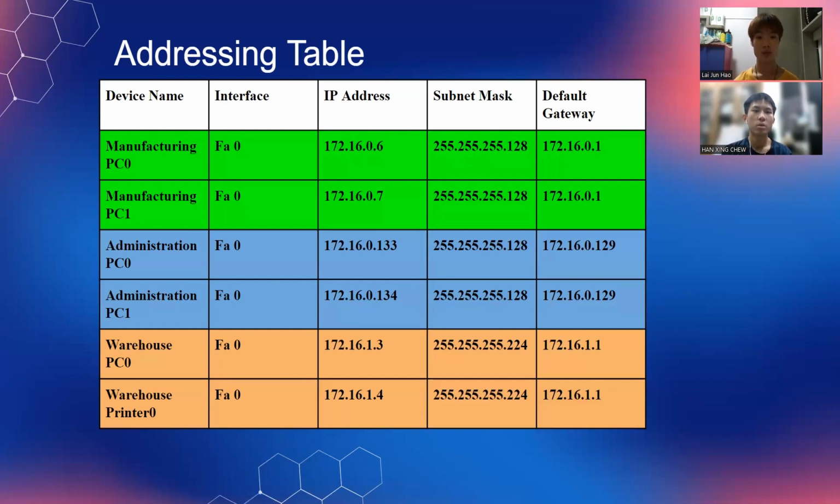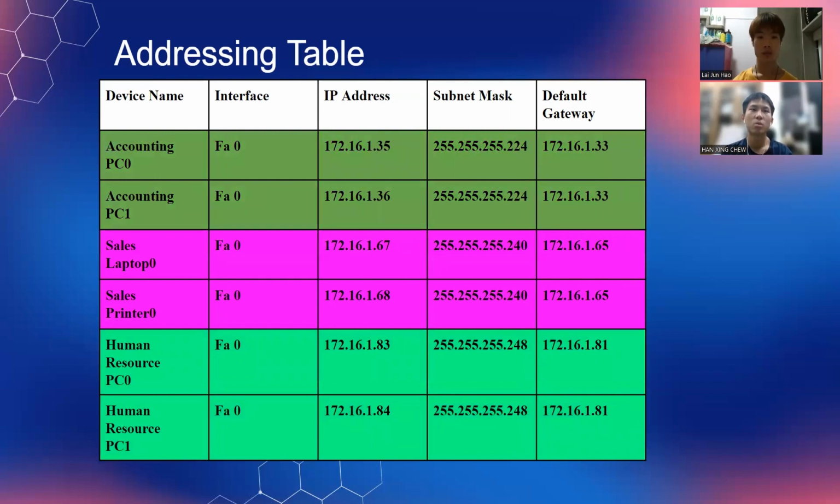For warehouse, we're using one PC and one printer, and for the interface we're also using Fast Ethernet, and for IP address we're using 172.16.1.3 to 4. And for subnet mask, we're using 224 for both, and for default gateway, we're using 172.16.1.1 for both of them.